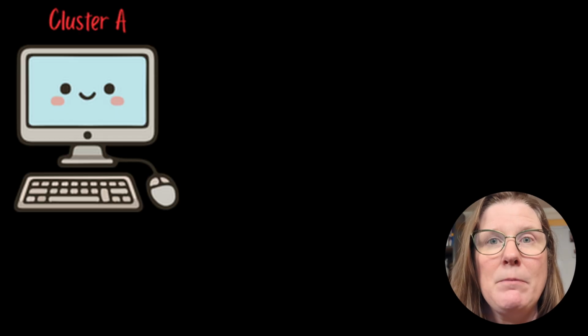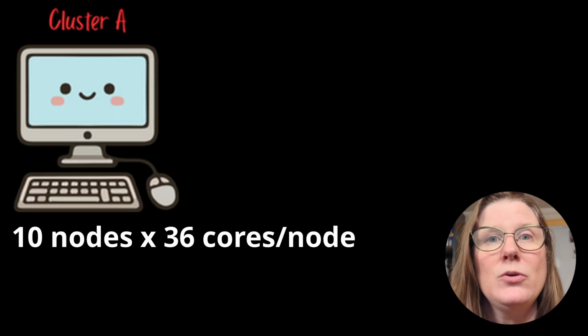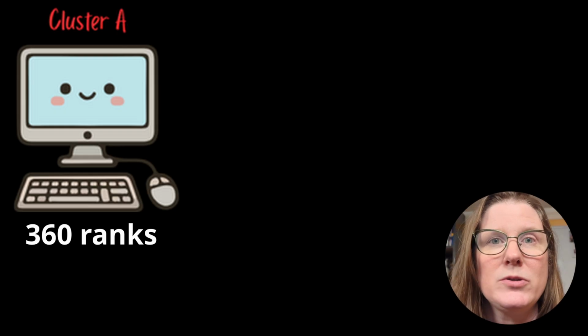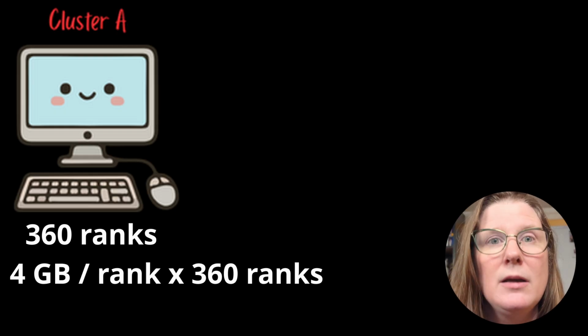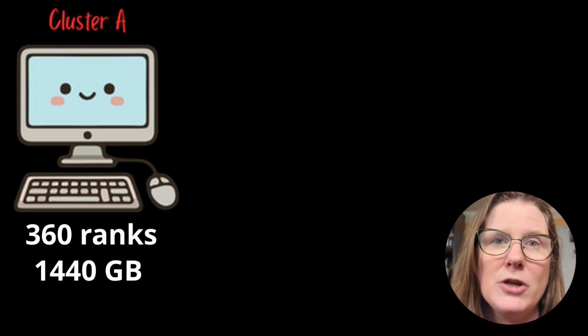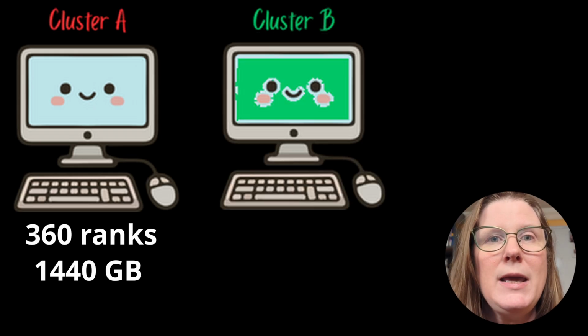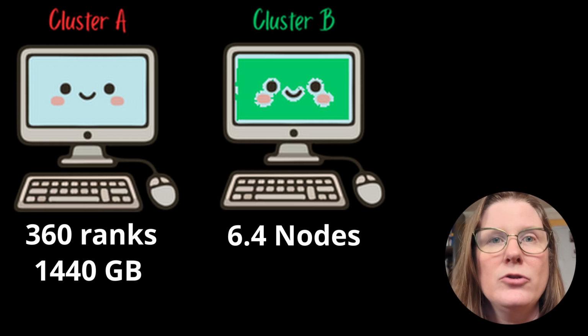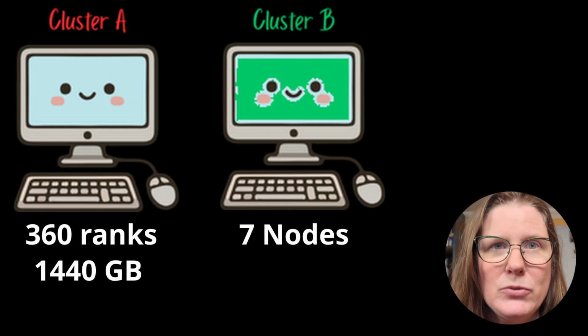So let's calculate. On Cluster A, 10 nodes times 36 cores per node equals 360 cores, meaning 360 ranks. 4 gigabytes per rank times 360 ranks equals 1,440 gigabytes total memory used by the job. On Cluster B, 1,440 gigabytes divided by 224 gigabytes per node equals 6.4 nodes. Round up to 7 nodes.